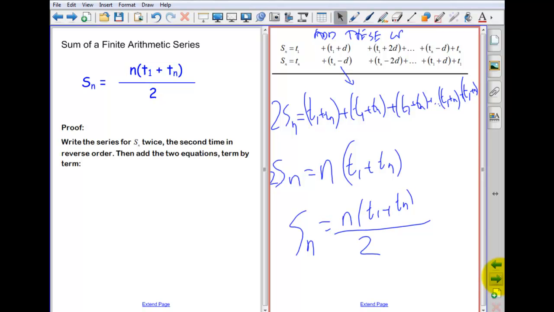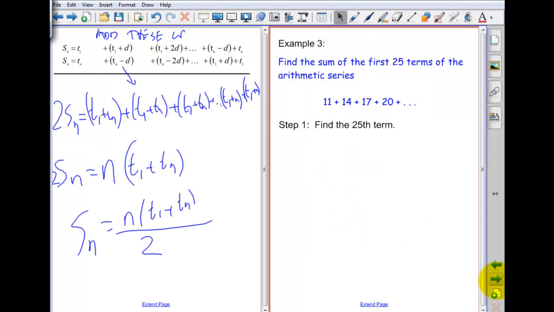So it's basically the number of pairs times the sum of the first and last term. Okay? That's your formula for the sum of the first n terms. So find the sum of the first 25 terms of this sequence. Step 1, we're going to need the 25th term, because that is in there, right?